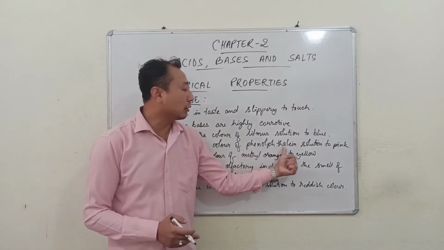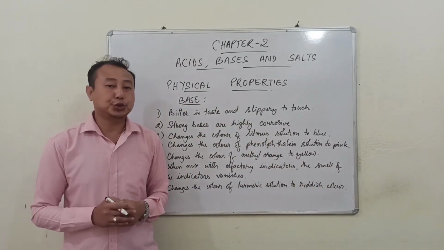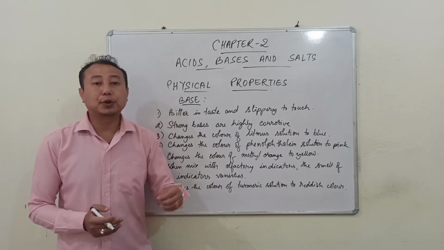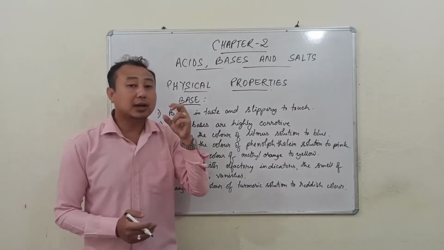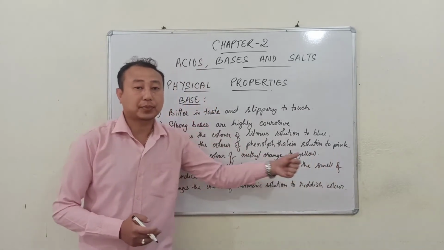Changes the color of phenolphthalein solution to pink. Phenolphthalein is a colorless solution. So in a small amount of phenolphthalein solution, if we put a few drops of base, then the colorless phenolphthalein solution will change into pink color.